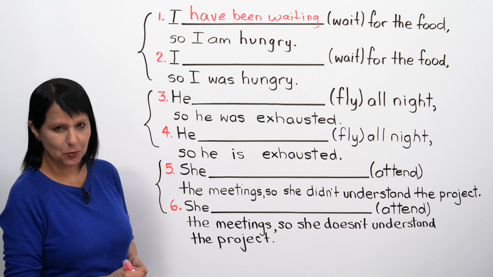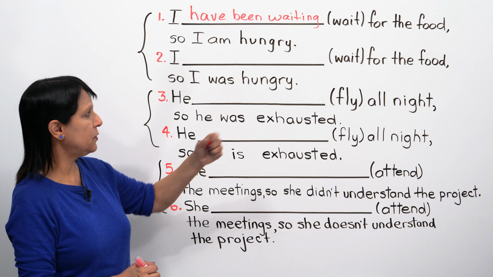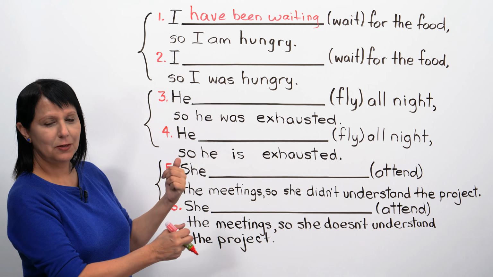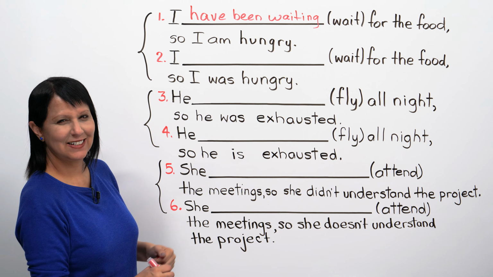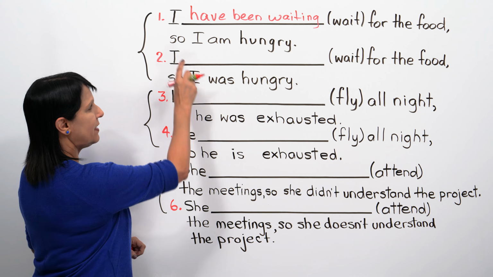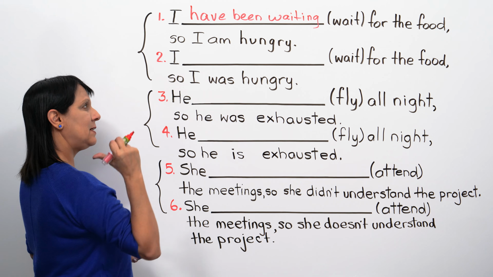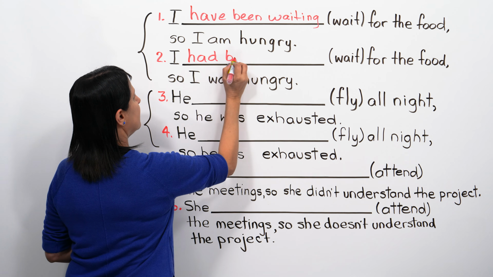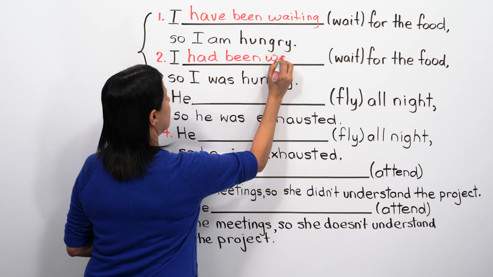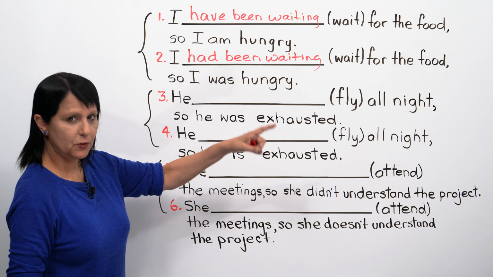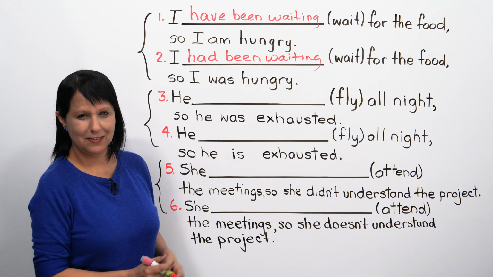Now, the other one. I wait for the food, so I was hungry. Yesterday, when I was in the restaurant yesterday, not today. So this one will be what? Not I have been waiting, but past perfect continuous. I had been waiting. I had been waiting for the food, so I was hungry.